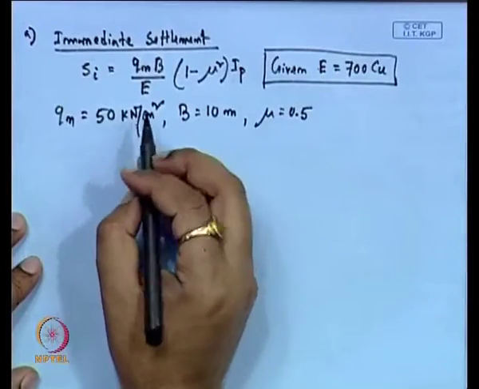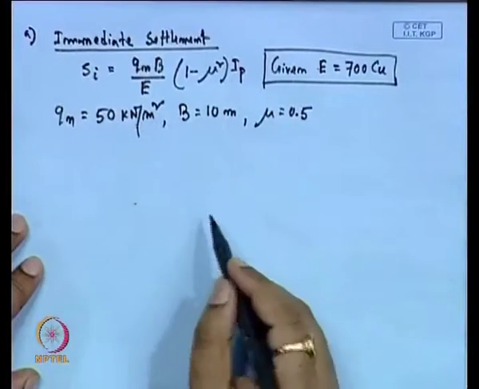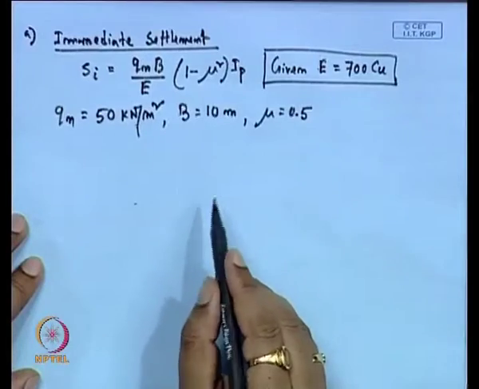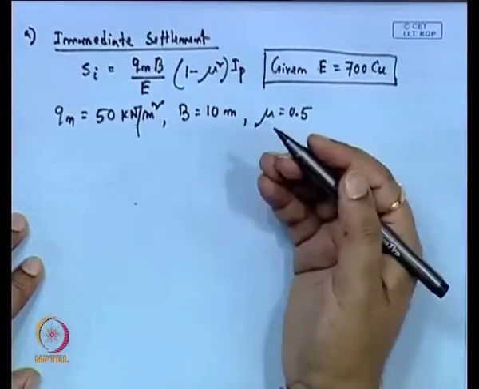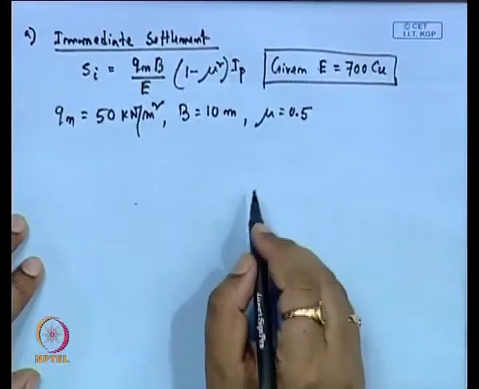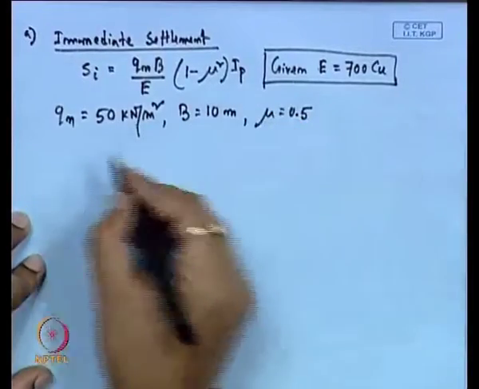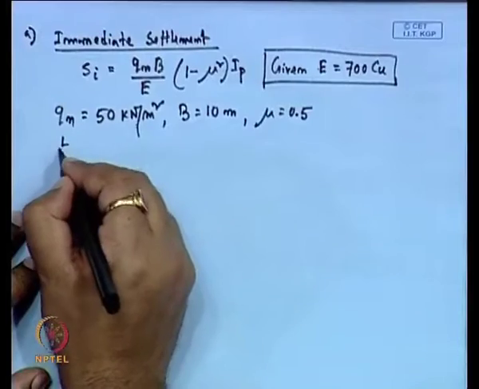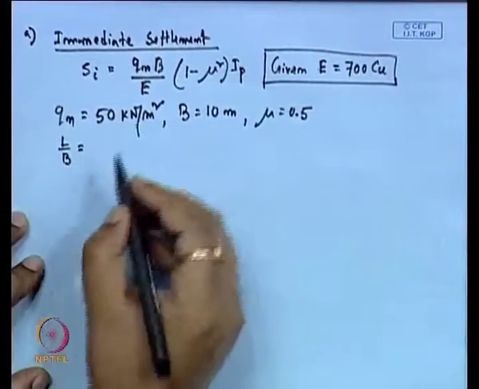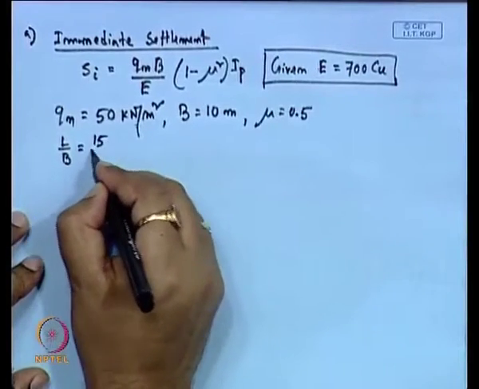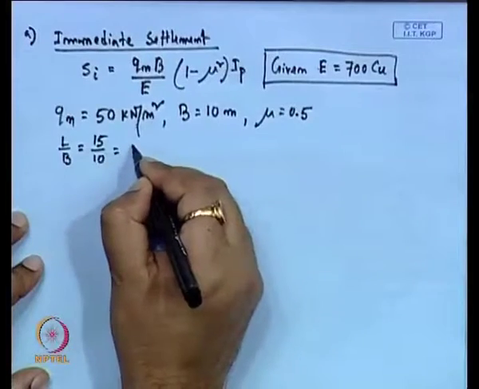We will consider the flexible foundation influence factor at the center, then we apply the correction factor 0.8 for the rigid foundation. As it is a raft foundation, it is a rigid foundation. Now, for this L by B, the value is 15 divided by 10, so this is 1.5.